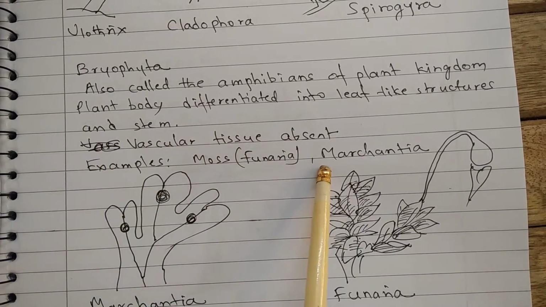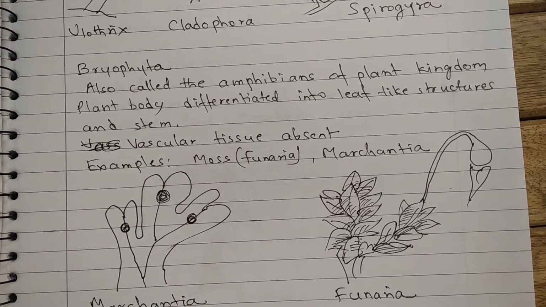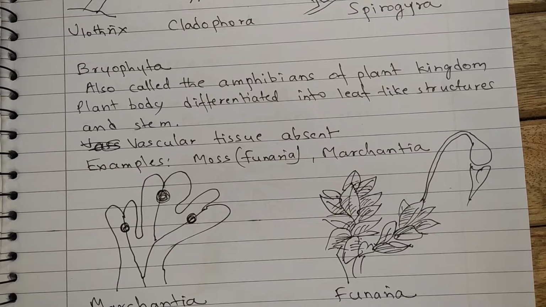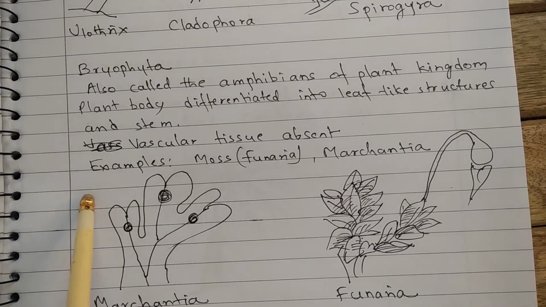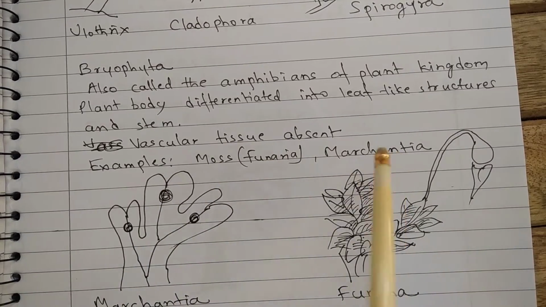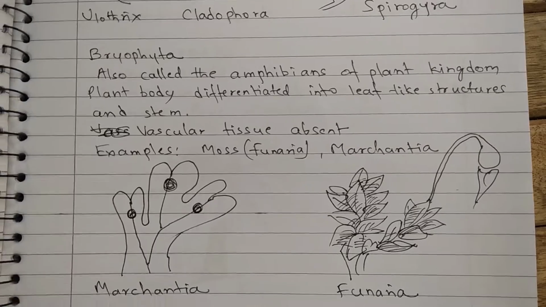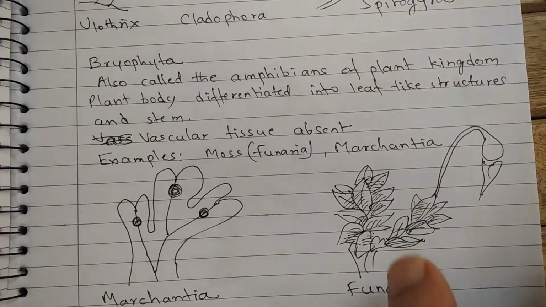Vascular tissue is absent, so xylem or phloem are not present. No specialized tissue is present for conduction of water and minerals or transport of food. Examples of Bryophyta are moss, which is also called Funaria, and Marchantia. This figure shows Marchantia and this figure shows Funaria.